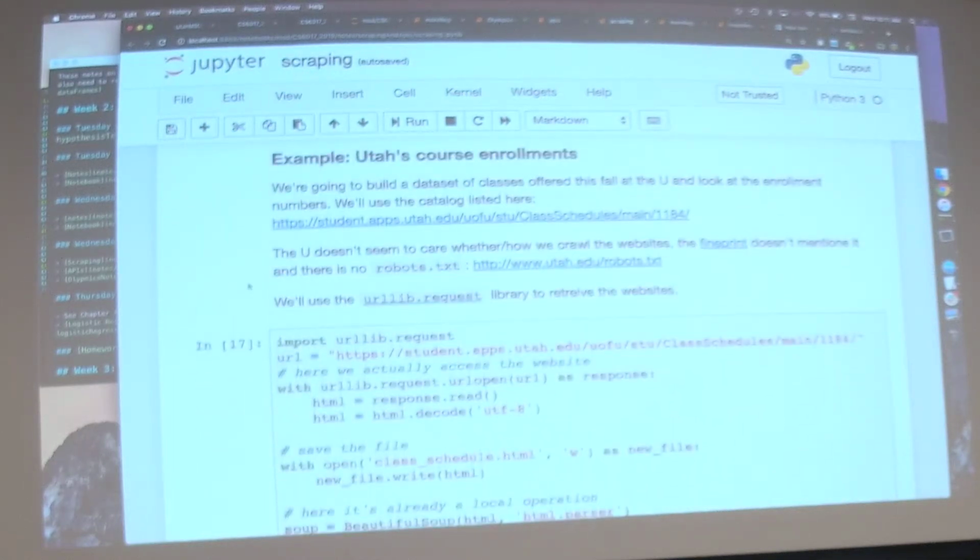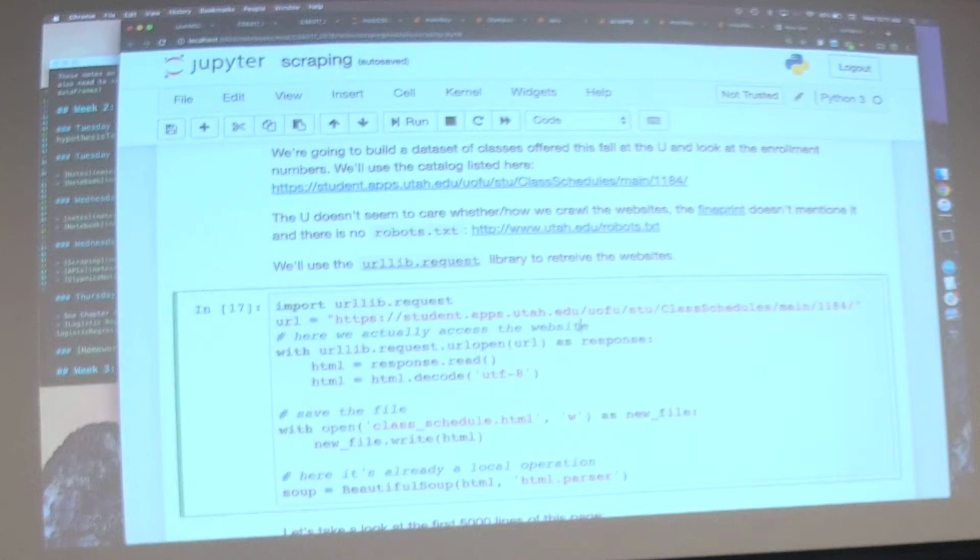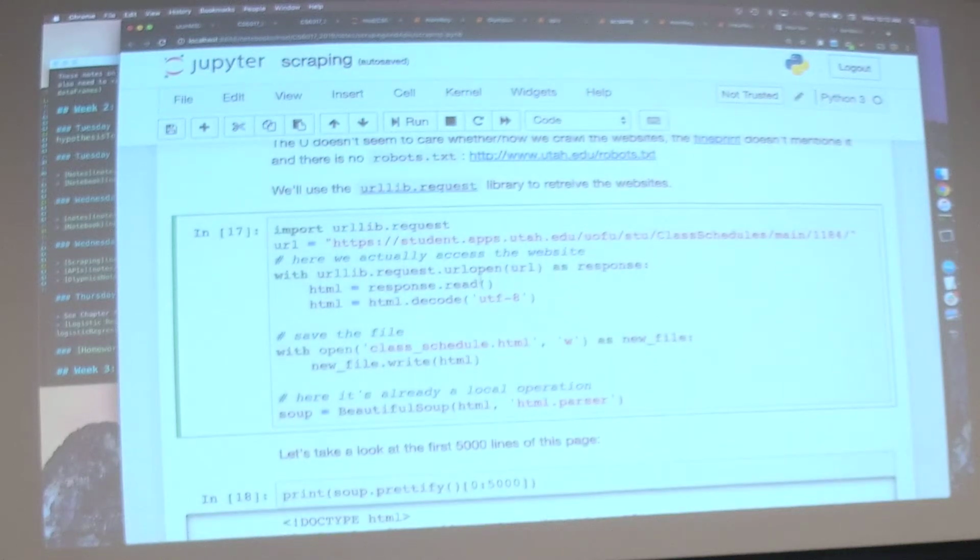We'll take a look at the courses from Utah. So here's the webpage. The urllib.request is a built-in library for this. It's like wget in Python, basically. There is also a library called requests that we'll use a little bit later. But we're basically just going to wget this static web page that we want, and then we can process it at our leisure.